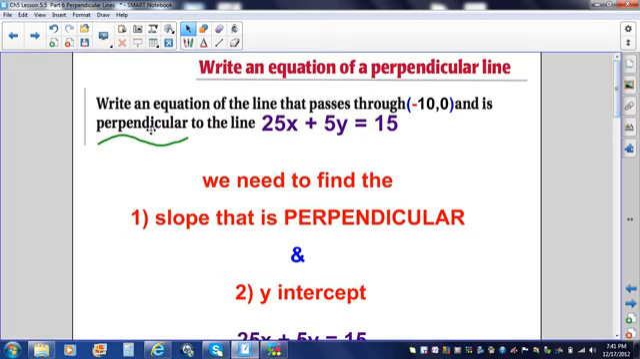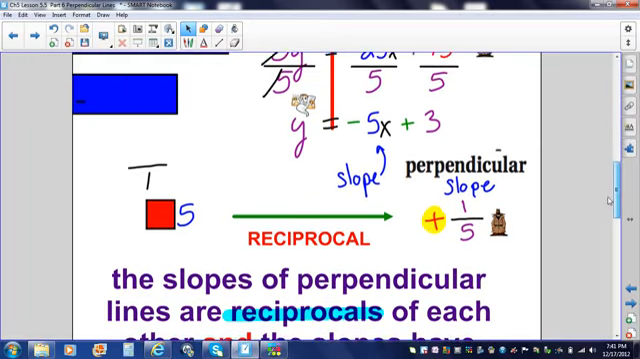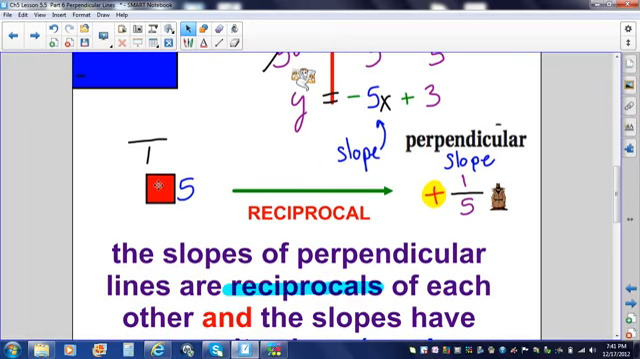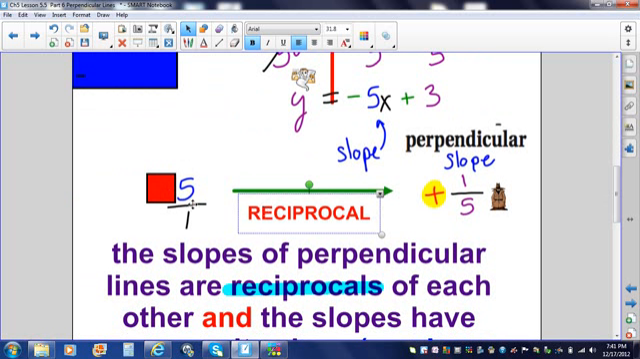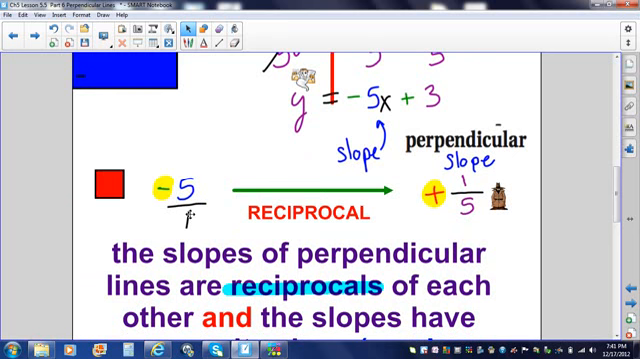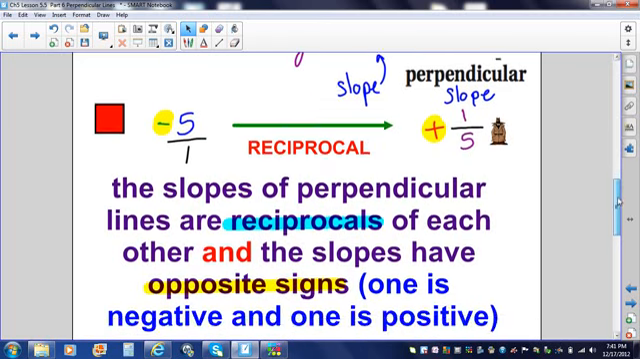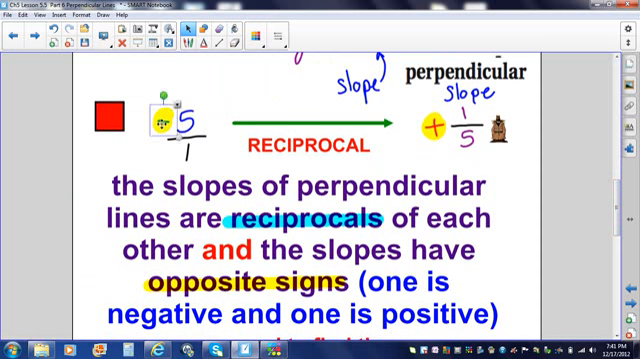Now remember that the lines were perpendicular. So we know that the line has a slope of negative 5. I'm going to make this a denominator of 1. I'm going to ask you what's the reciprocal of 5 over 1, and you're going to tell me 1 over 5. Now remember, the slope of perpendicular lines are reciprocals, so 5 went to the bottom, 1 went to the top, and we said earlier they have opposite signs. So this one's negative, this one's going to be positive. So the slope of our perpendicular line is going to be positive 1 over 5.